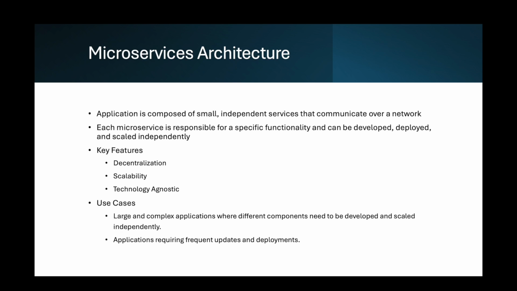Microservices architecture. Microservices architecture is a style of architecture where an application is composed of small, independent services that communicate over a network. Each microservice is responsible for a specific functionality and can be developed, deployed, and scaled independently.